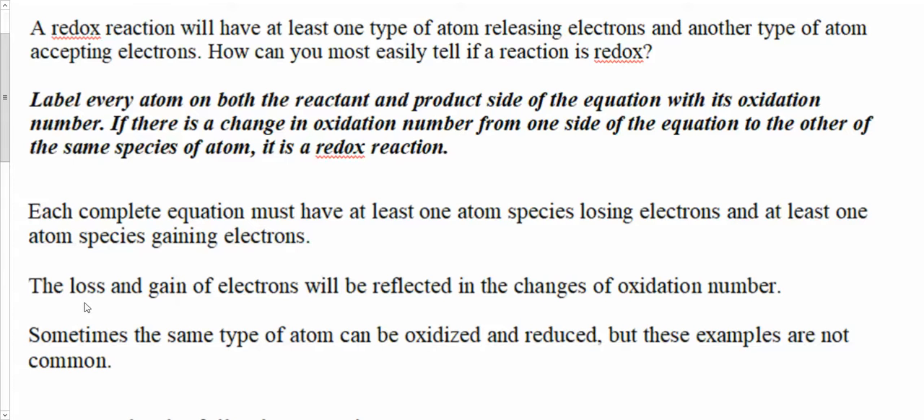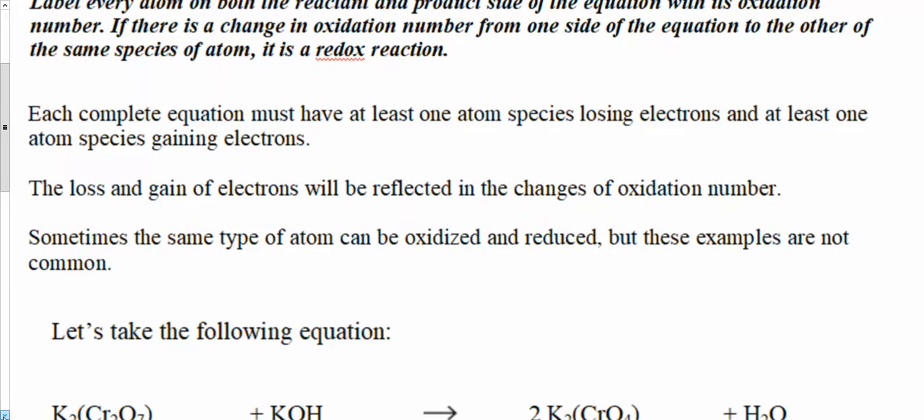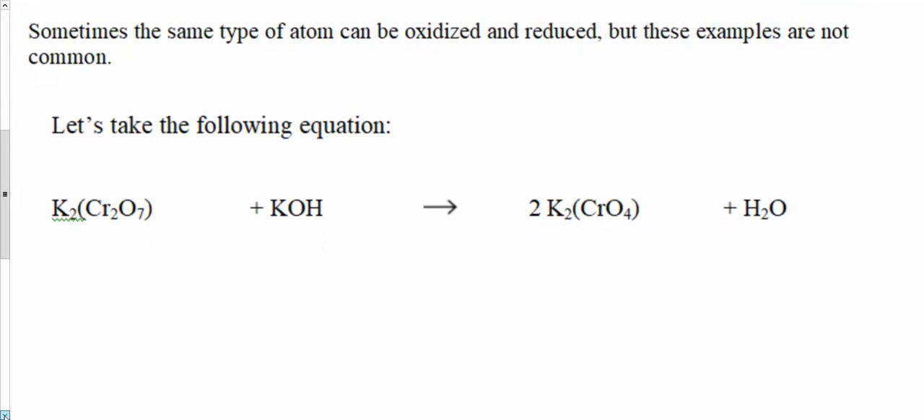The loss and gain of electrons are going to be reflected in changes in oxidation number. Sometimes you'll get an atom that can be oxidized and reduced at the same time. They're not very common. I think later on we'll come across one. So let's do two examples together.